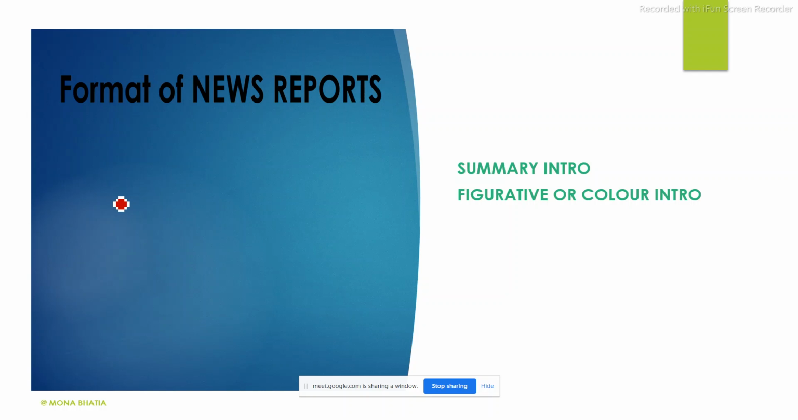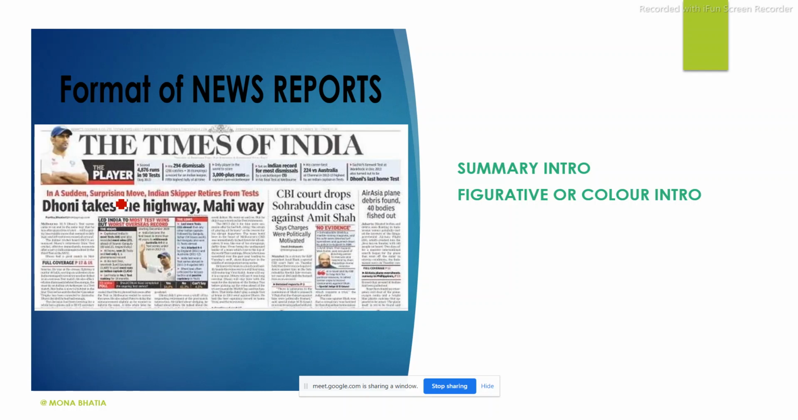Okay, for example, I will show you this. Dhoni takes the highway, Mahi way. So it's like something is put in a very nice way. Takes the highway, and Mahi is his wife. So when he was getting married, it is that newspaper cutting of that time. All right.